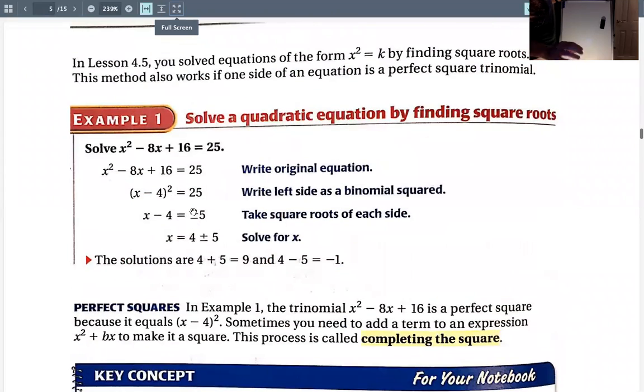Okay, perfect squares. In example 1, the trinomial x squared minus 8x plus 16 is a perfect square trinomial because it equals x minus 4 times x minus 4. Sometimes you need to add a term to an expression, x squared plus bx, to make it a square. So they don't all come in squares, but you can add something to it to make anything a square. This process is called completing the square.